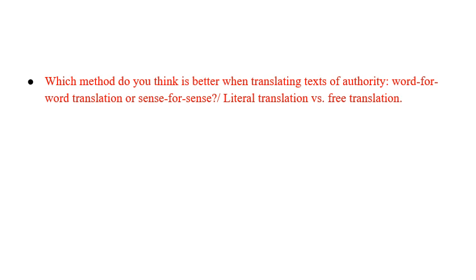So the following question has to do with translating texts of authority, and the book mentions examples of texts of authority like religious texts, or even political speeches. So which method do you think is better? Word-for-word translation or sense-for-sense translation, or in other words, literal translation versus free translation. I have a couple of examples to show you what these types of translations look like.